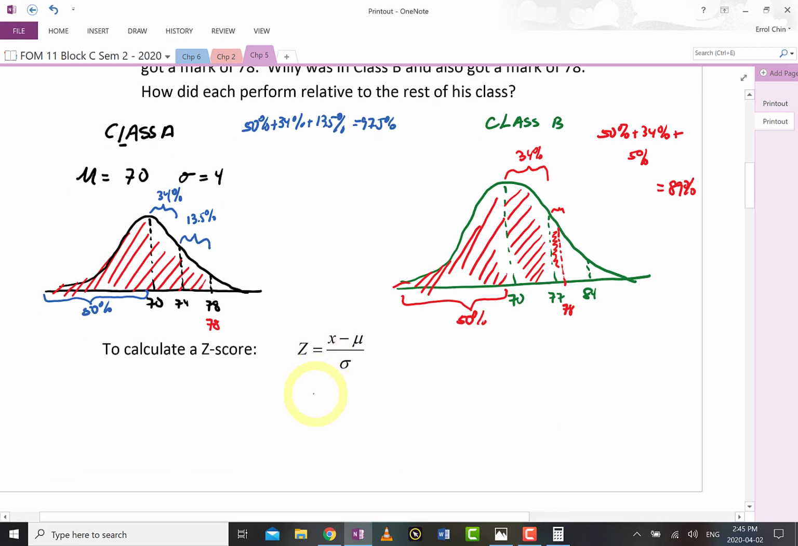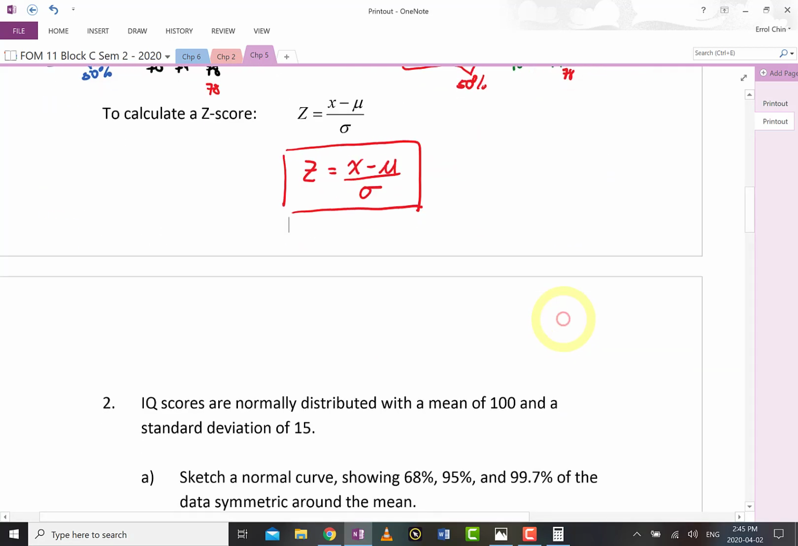Now, a z-score is basically the actual score that you earned minus, for this case, the class average, divided by the class standard deviation. Okay, so from now on, we're going to use this formula. All right, so let's move on to the next example.